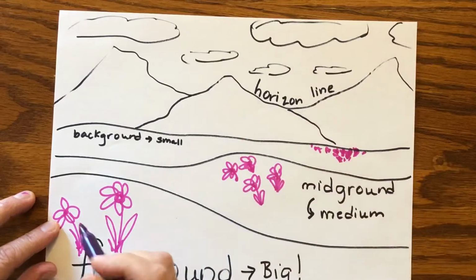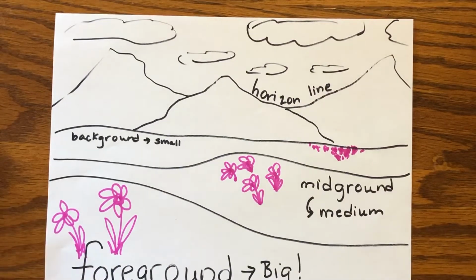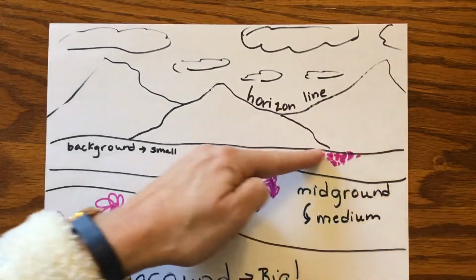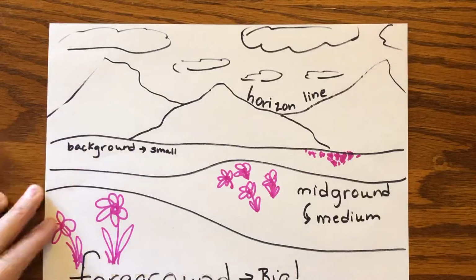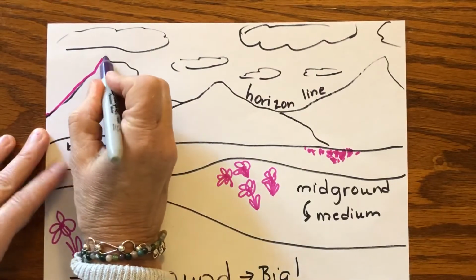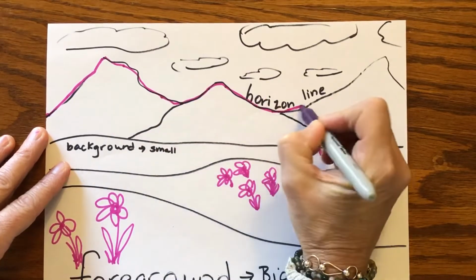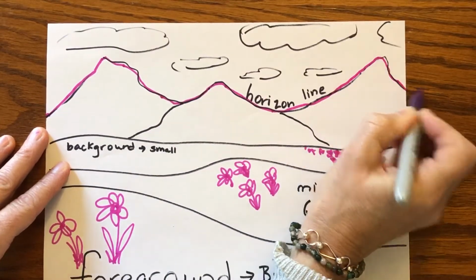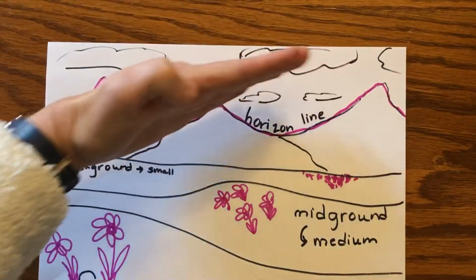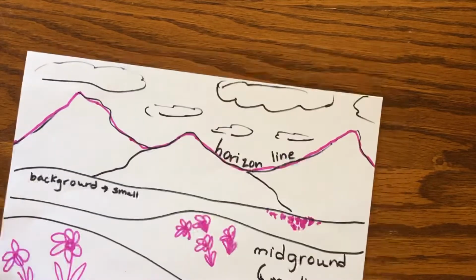Our horizon line, and that's where the sky meets the earth. So if there were no mountains in this picture, then the horizon line would be down here, right? But we have the mountains in the picture, so our horizon line, where the sky meets the earth in this picture, is actually right along here, right? Because the earth, the highest earth sticking up is the mountains, and there's the sky coming down to meet it.